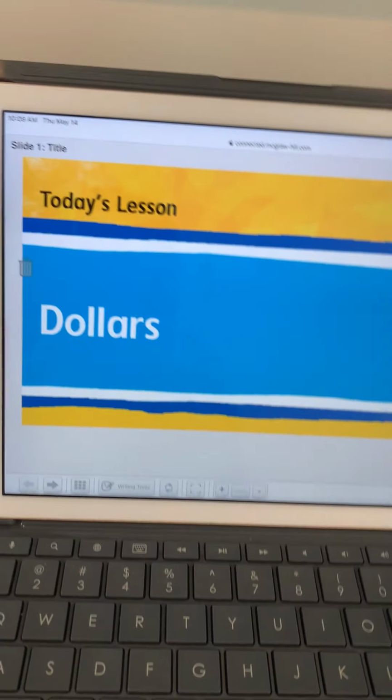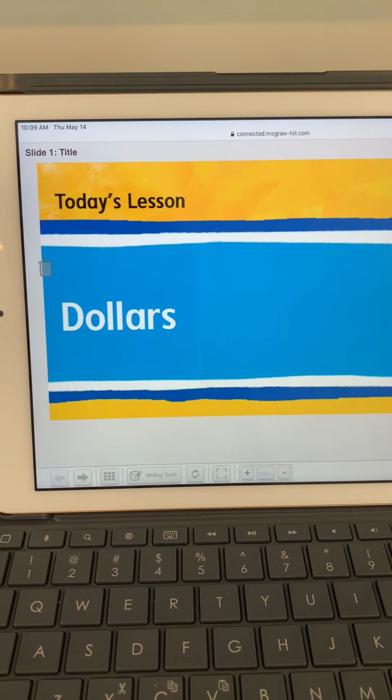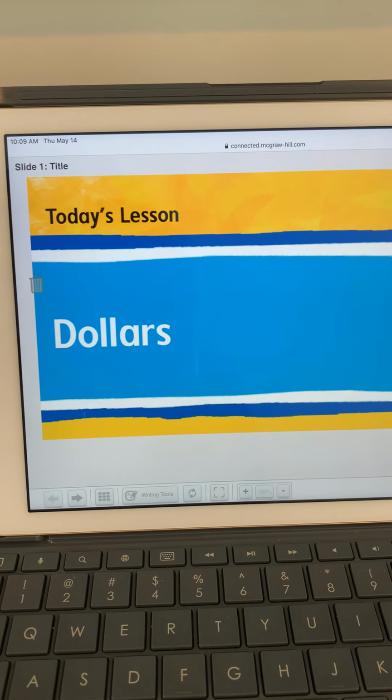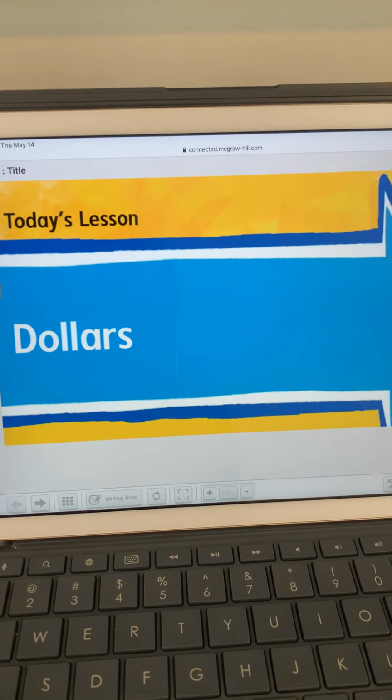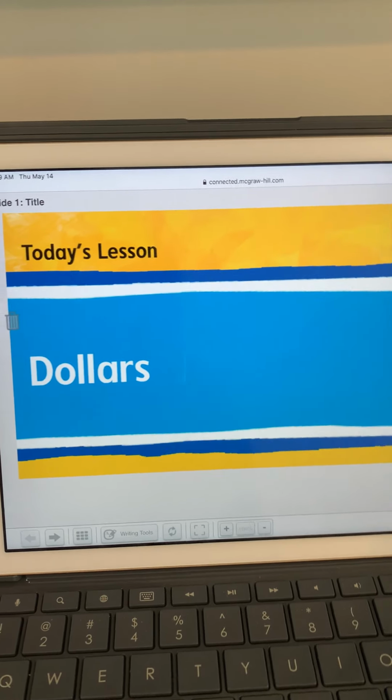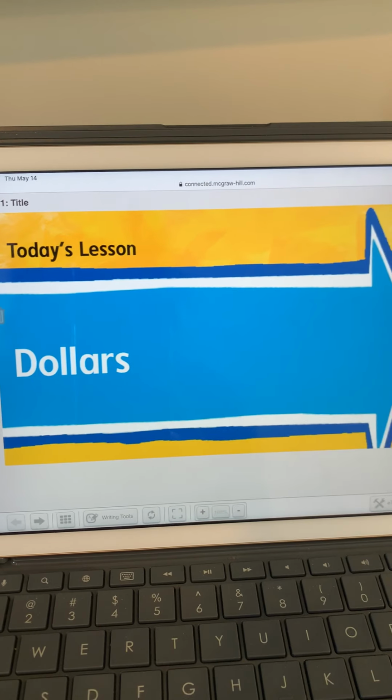Today in math, we're going to use coins to make a dollar. So I'm going to flip this around and let's begin. Remember, last week in math, we talked about problem solving. We acted it out to solve a problem. This week in math, we're going to use coins to make $1.